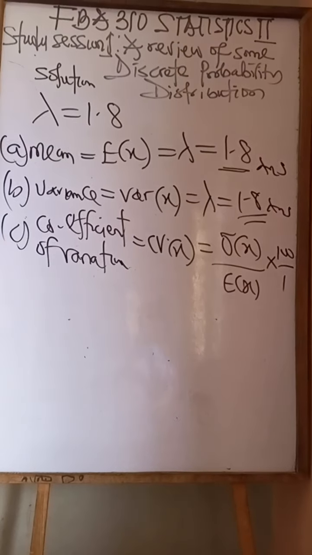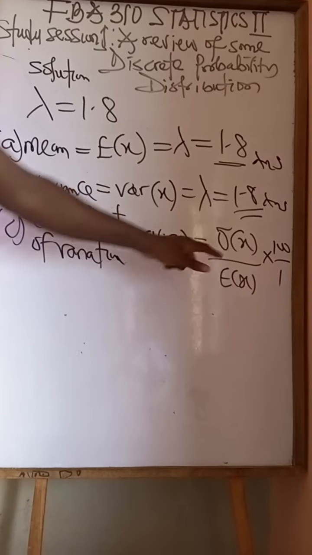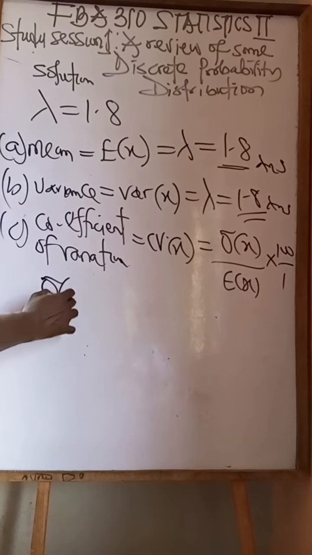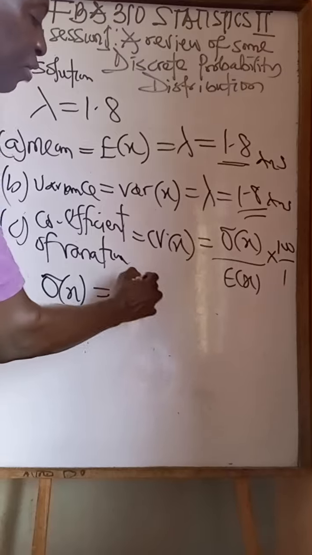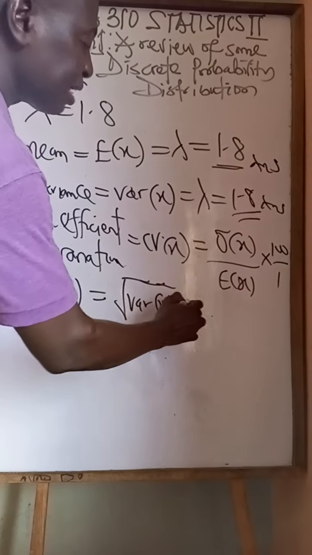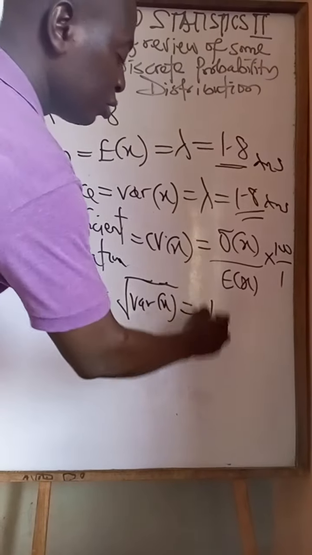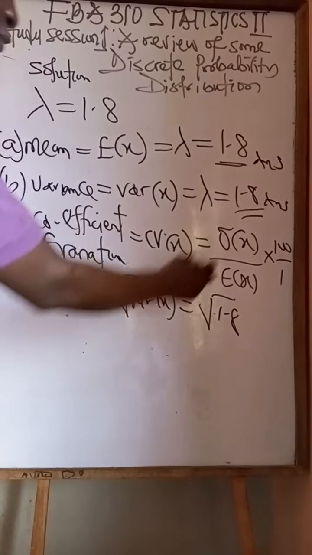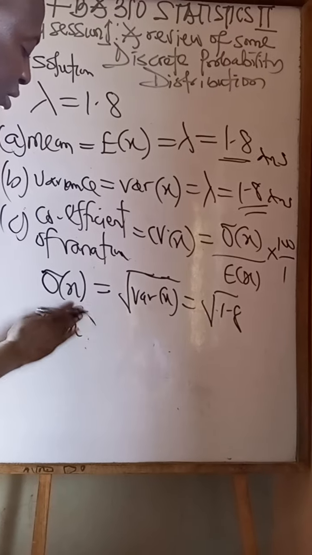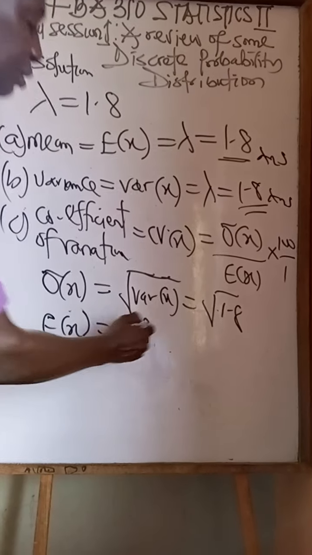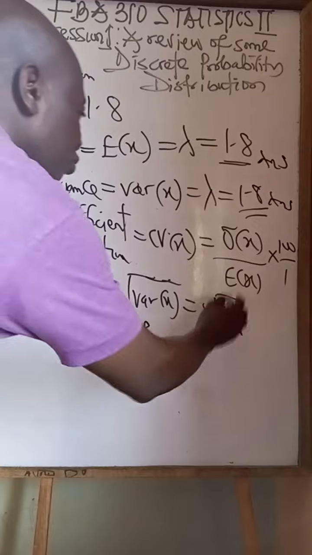Now, what is this? This is called standard deviation. So our standard deviation is the square root of what? Of variance. Square root of variance. Don't forget. And what's our variance? 1.8. So that will be square root of 1.8. And of course, our mean, this is our mean, E of x is already 1.8. So how do I put these two values in the formula?